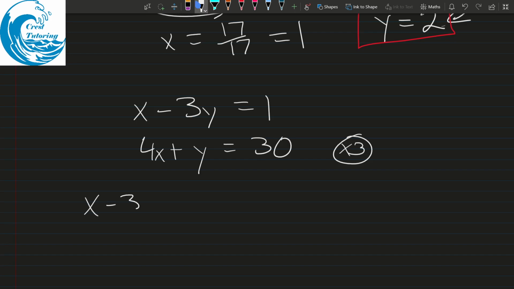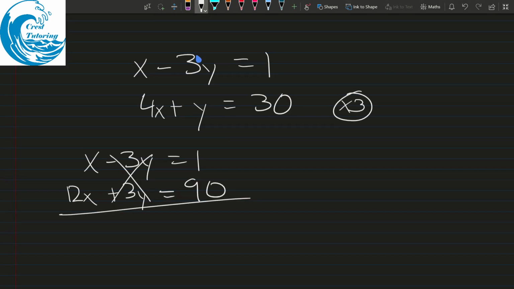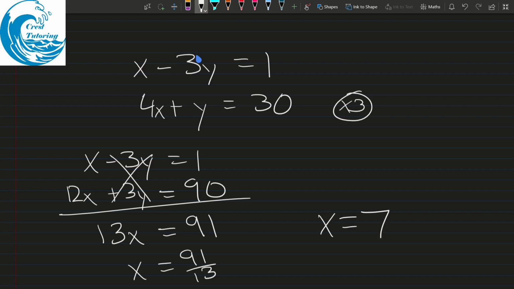So we have x minus 3y equals 1. And then we have 12x plus 3y equals 90. So minus 3y plus 3y, they cancel. x and 12x is 13x. 1 and 90 is 91. So then we're left with x equals 91 all over 13. If you put that into your calculator, you're going to get an answer of x equals 7.